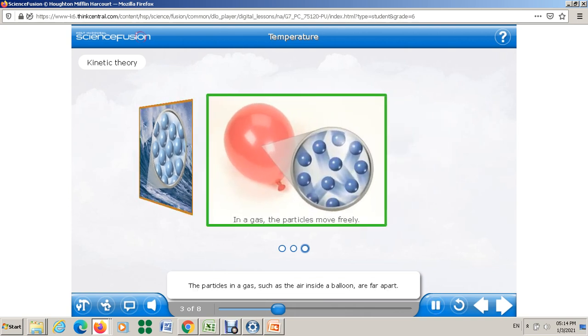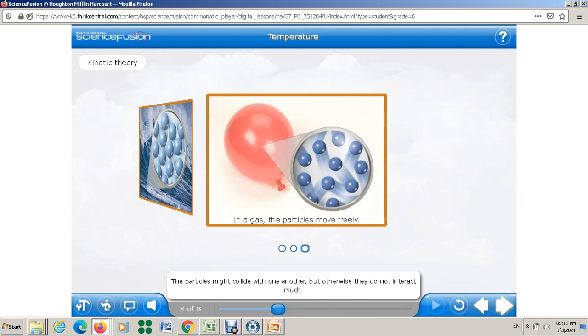The particles in a gas, such as the air inside a balloon, are far apart. They move quickly and independently of each other. The particles might collide with one another, but otherwise they do not interact much. Okay, so for gas particles, as you see, they are apart from each other. They are moving freely in all directions. If you remember, we said they have high energy. That's why they have the ability to move freely in all directions, and they are apart from each other.